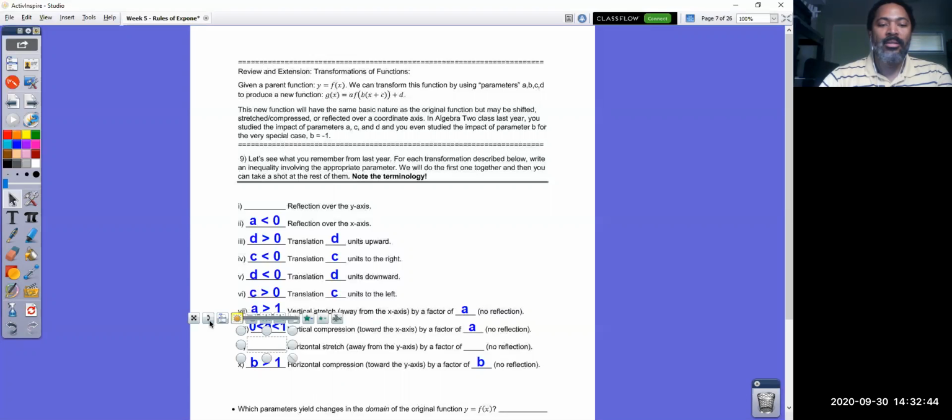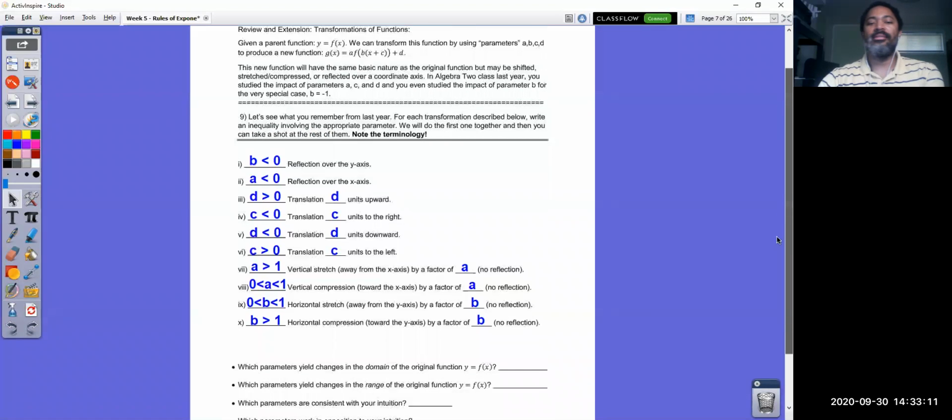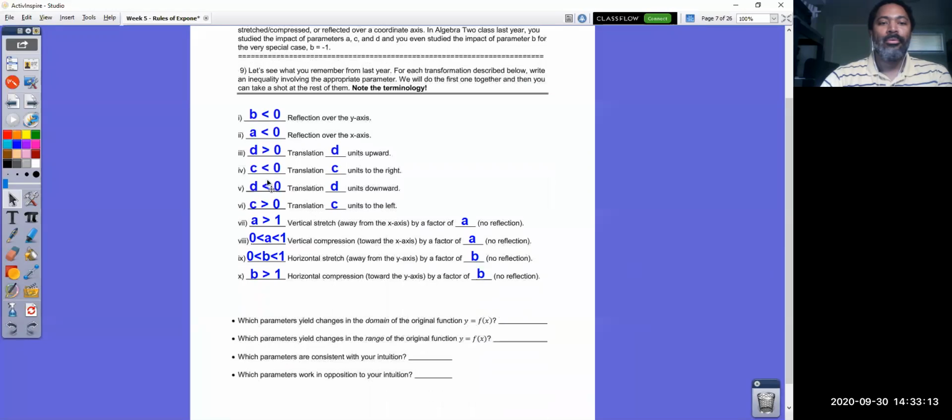When B is between 0 and 1, it's a horizontal stretch. That's like your little brother's running a race, but he's trying to be quiet so his mom doesn't hear him because he's running through the house. So he's going to run slower. It's going to take him longer to get the same distance. And then when B is negative, it's a reflection over the y-axis.